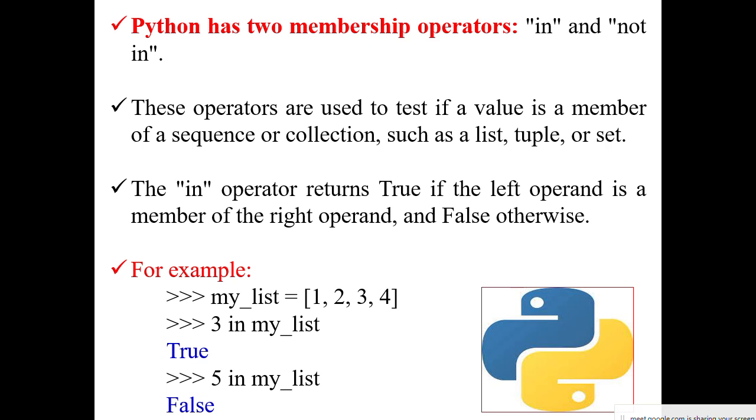Then Python has two membership operators: in and not in. These operators are used to test if a value is a member of a sequence or collection such as a list, tuple or set. The in operator returns True if the left operand is a member of the right operand and False otherwise. Example: my_list is a variable with square brackets 1, 2, 3, 4. 3 in my_list, yes, True. 3 is an integer presented in the list, that's why it returns True. 5 in my_list, not there, it prints False.